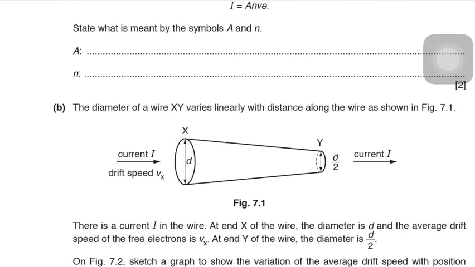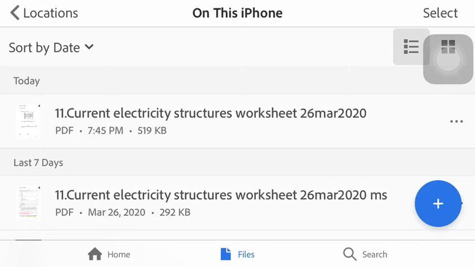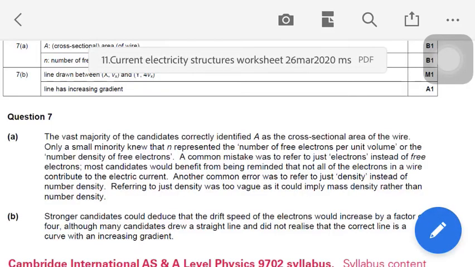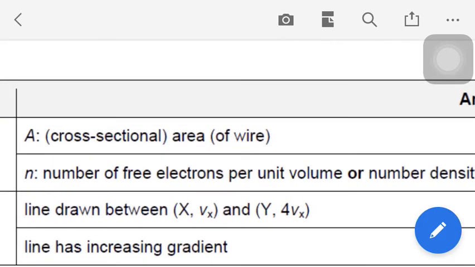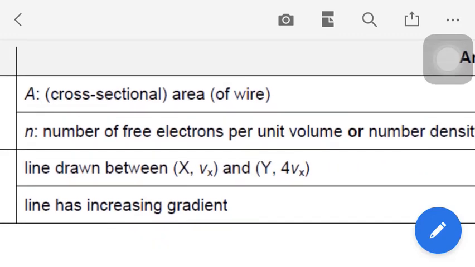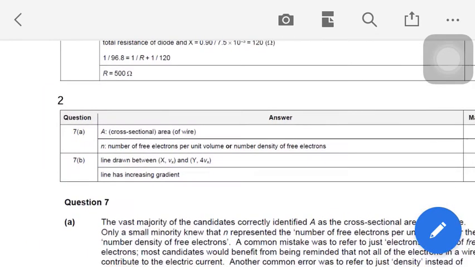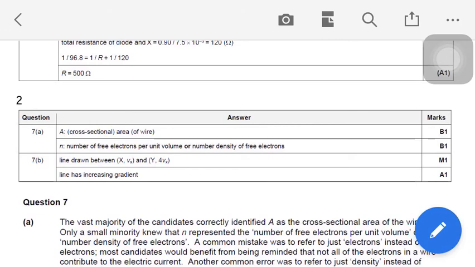But if you look at the mark scheme, not that much understanding is needed. The first mark you can score easily: the line drawn with Vx and 4Vx at y. Then the line has an increasing gradient. To understand that the line is going to have an increasing gradient, this understanding about how the axis is functioning is not necessary. Simply when you see the square, you would understand it's going to be an increasing gradient.